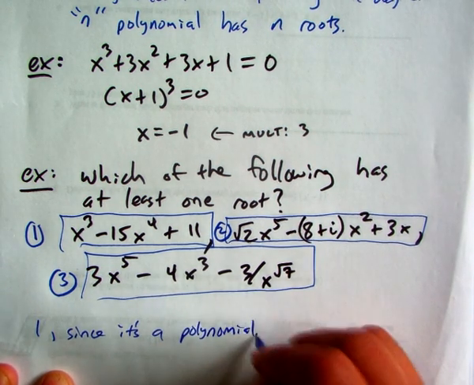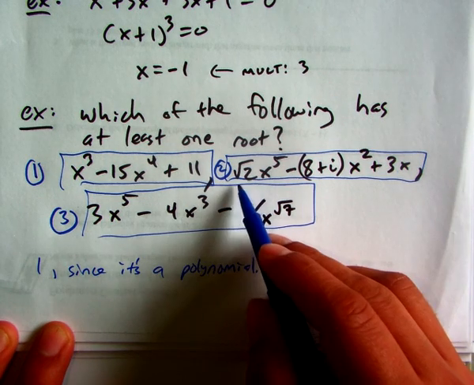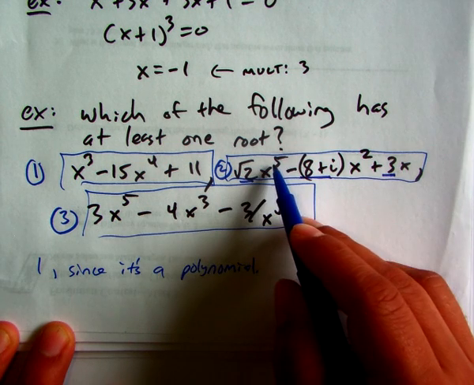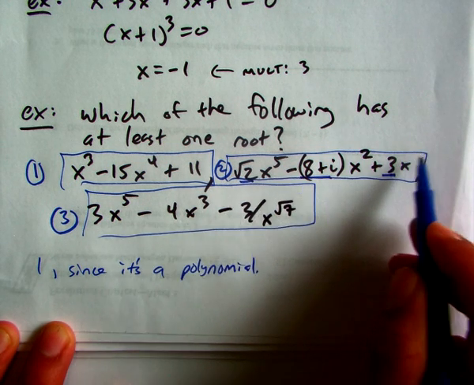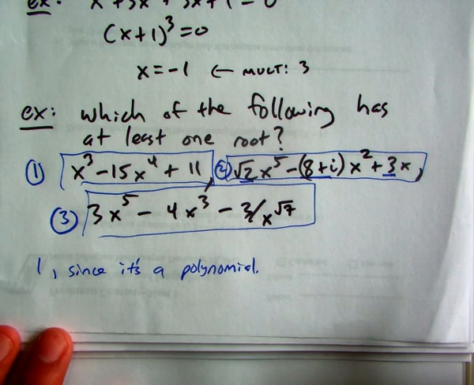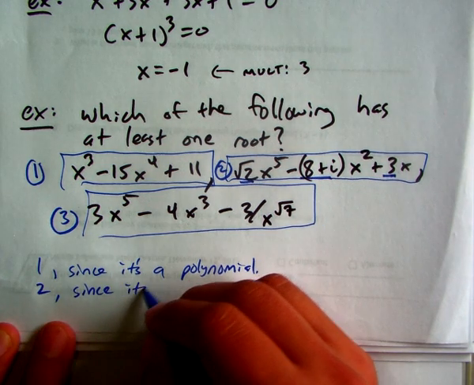What about 2? Complex coefficients? What about the exponents for x? 5, 2, and 1, right? So, yes or no? So 2 is also going to have at least 1 root, because it's a polynomial.